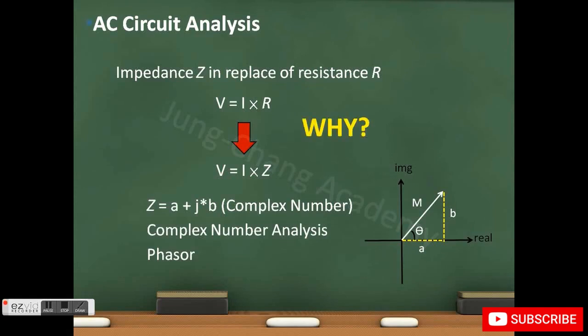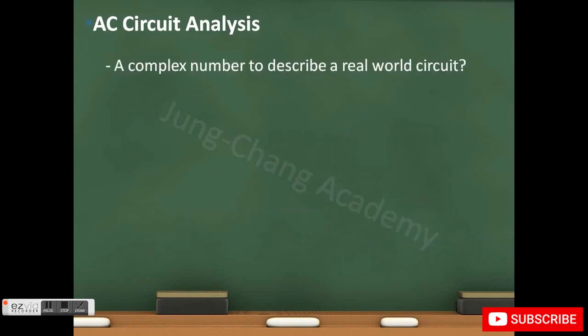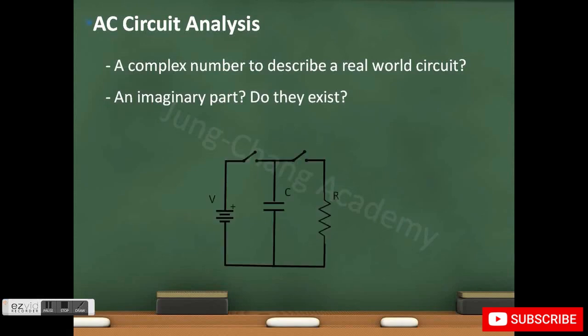But what's important is that we need to understand why we use a complex number in the real world and what the imaginary part really represents. Since they are imaginary, do they actually exist? To answer these, let's revise how a capacitor works. Consider this circuit. When we close the first switch, the capacitor starts to charge and the energy is stored in the form of an electric field.